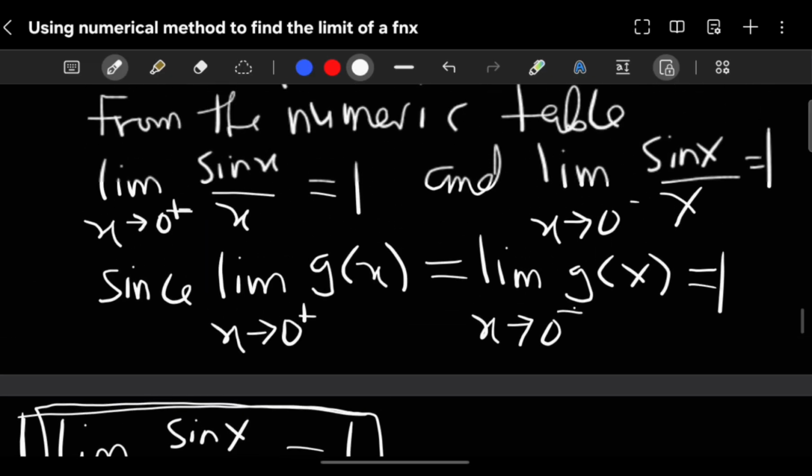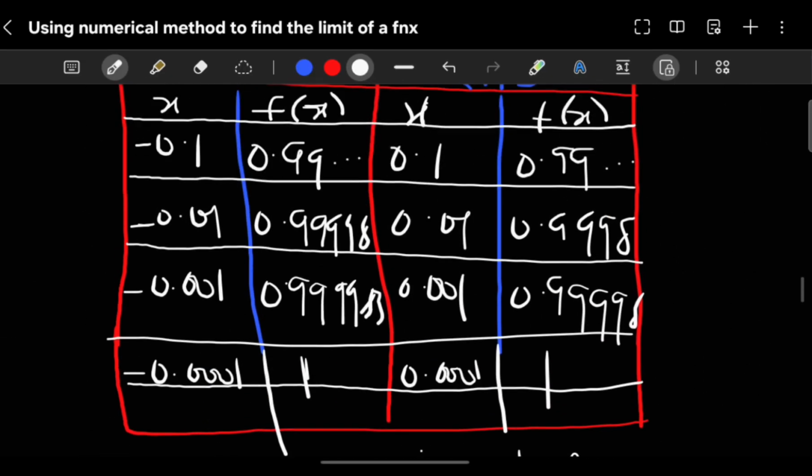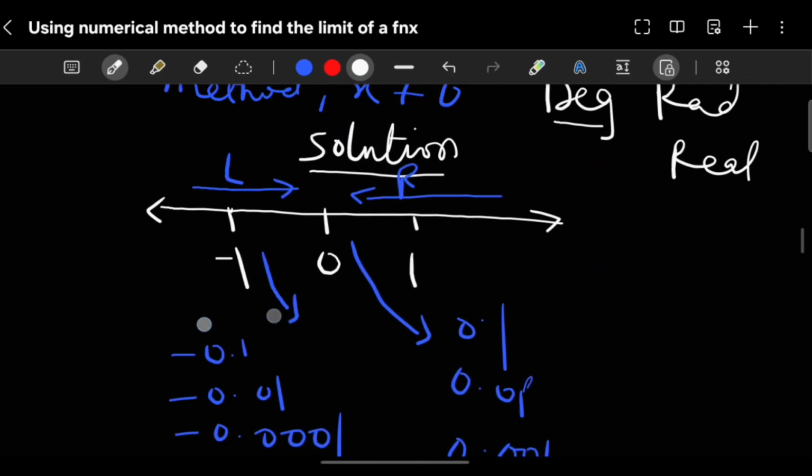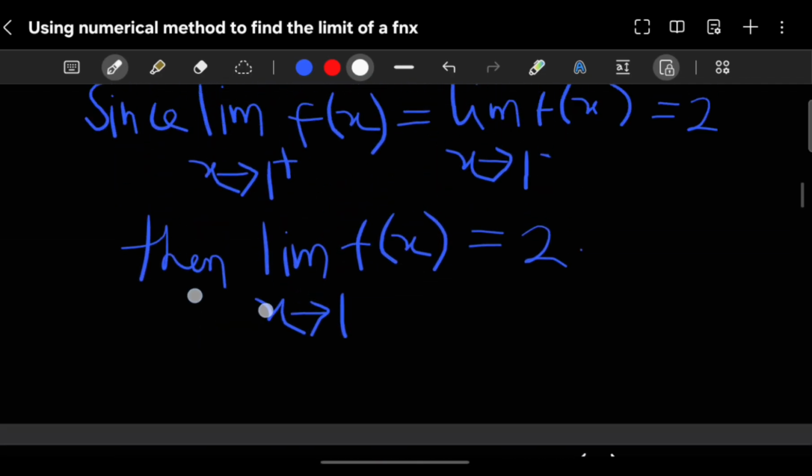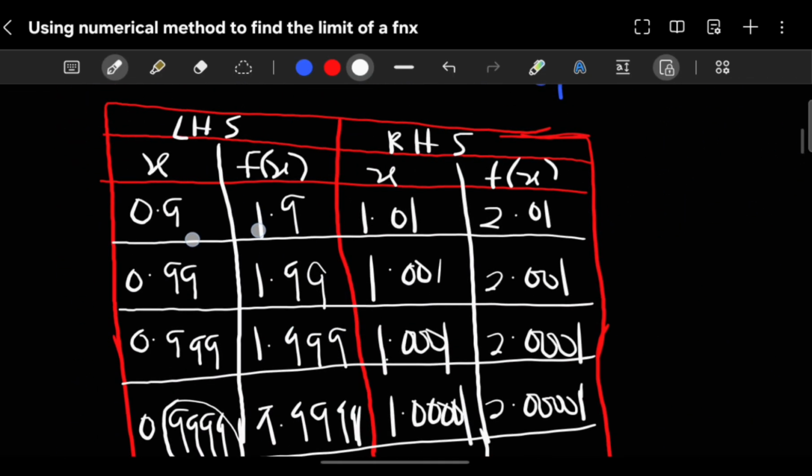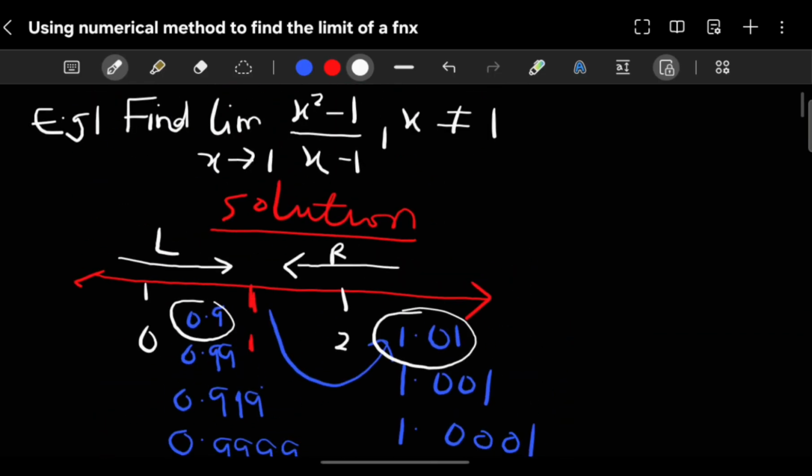So this is where we bring the video to an end, how to find the limit of a function using the numeric method. And I hope to see you in my next video.